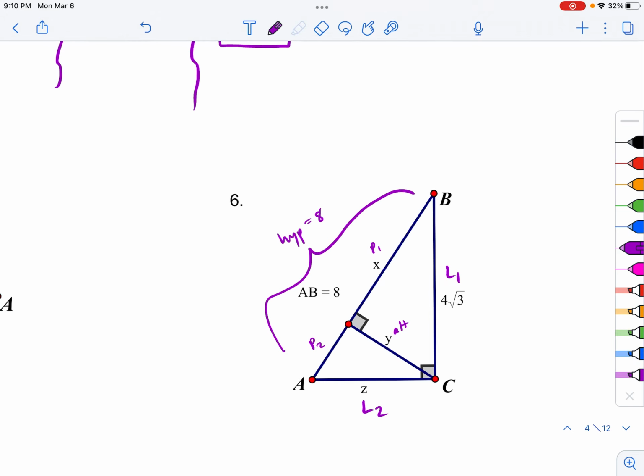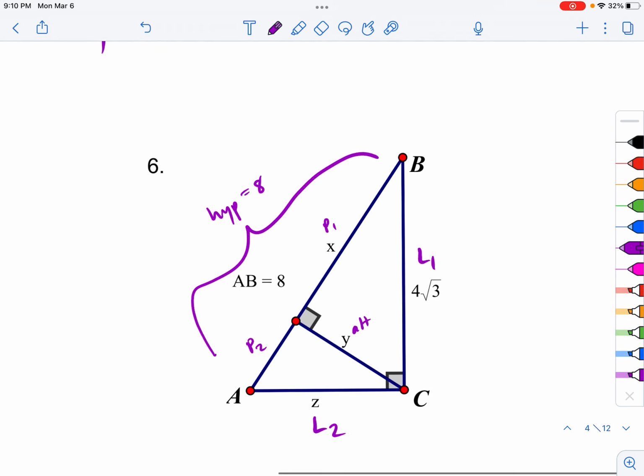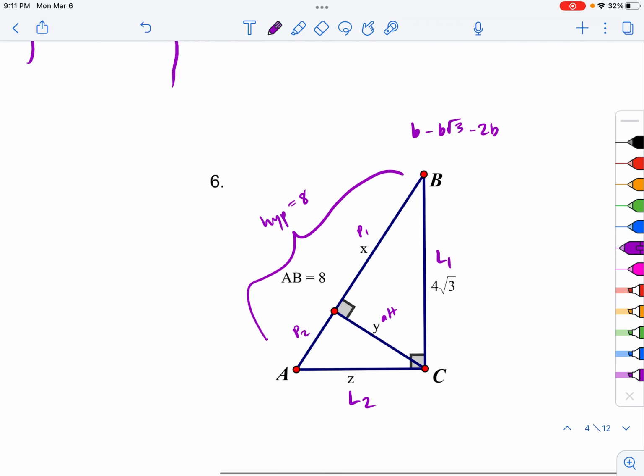So first thing I notice is we actually have the hypotenuse and we have one of the legs. We could actually solve for this other leg. So let's do it. You might notice something even more: this looks like it could be a 30, 60, 90, where we have b, b root 3, and 2b. And this definitely looks like a 30, 60, 90 triangle to me, but let's double check to make sure.